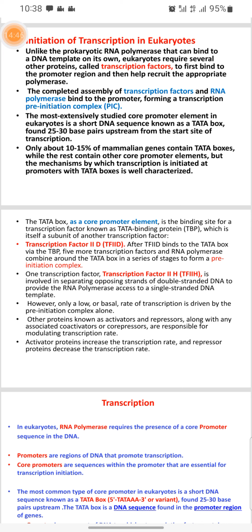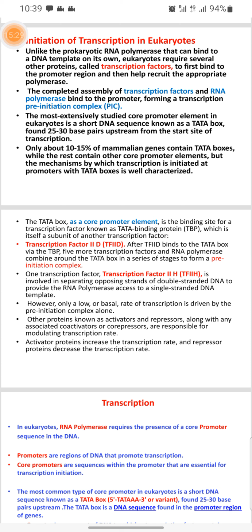After TFIID binds to the TATA box via the TBP, five more transcription factors and RNA polymerase combine around the TATA box in a series of stages to form the pre-initiation complex. After the promoter is bound, then the other transcription factors, RNA polymerase and further transcription factors bind, and then the pre-initiation complex is formed.